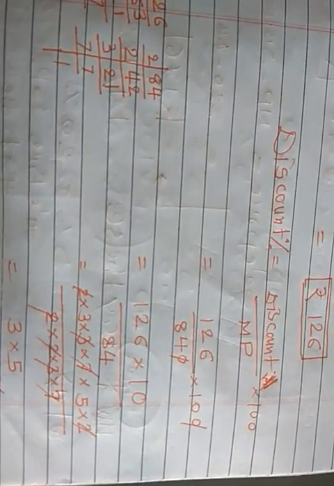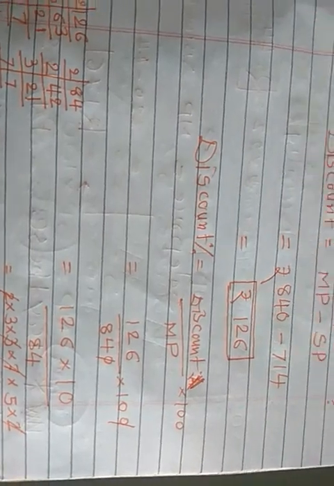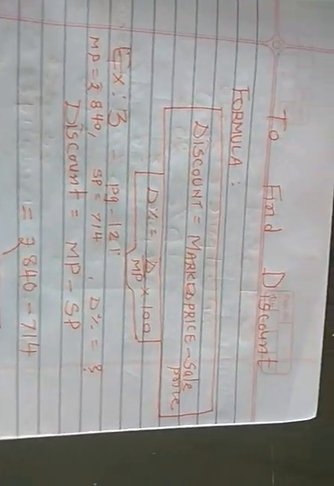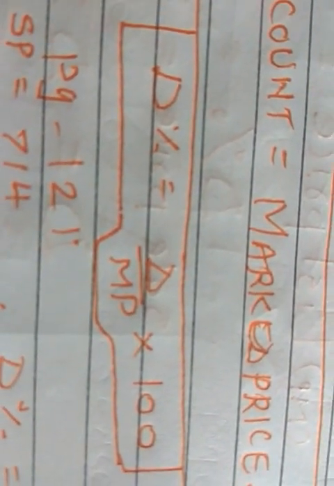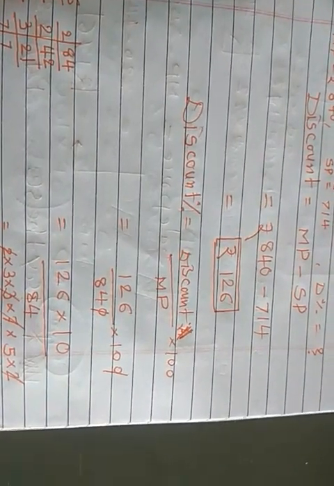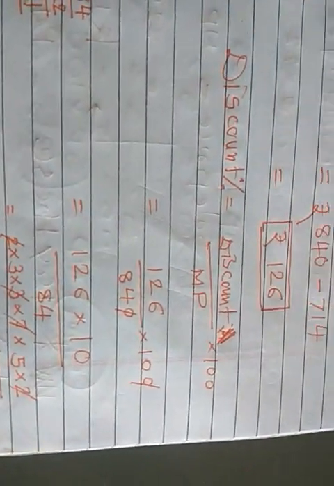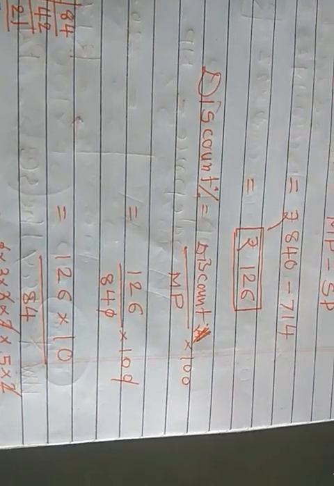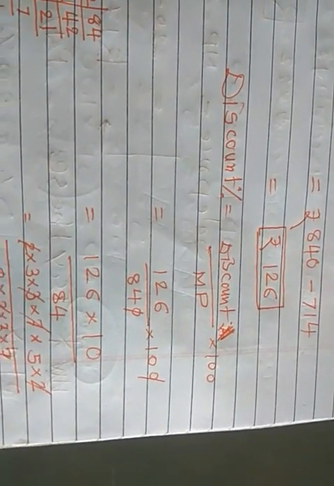Now we have to find the discount percentage. As per our formula, please write it down: discount percent is equal to discount, or in short D, upon mark price, into 100. So the discount is 126 upon mark price 840 into 100. Simplify this term, and you will get 126 into 10 upon 84.